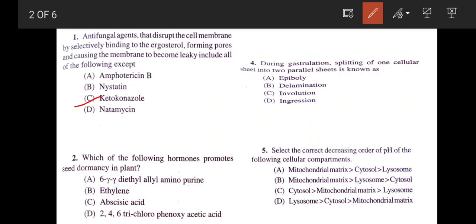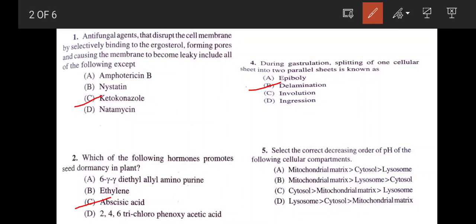Next question, which of the following hormones promote seed dormancy in plants? The correct answer would be abscisic acid, option C. Next question, during gastrulation, splitting of one cellular sheet into two parallel sheets is known as delamination, option B.